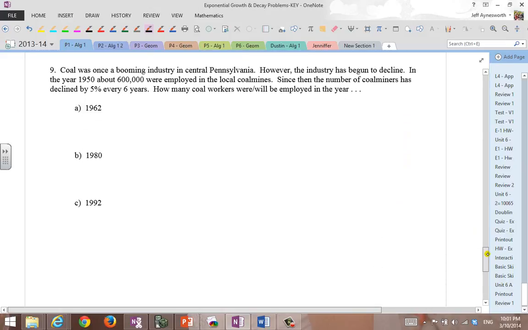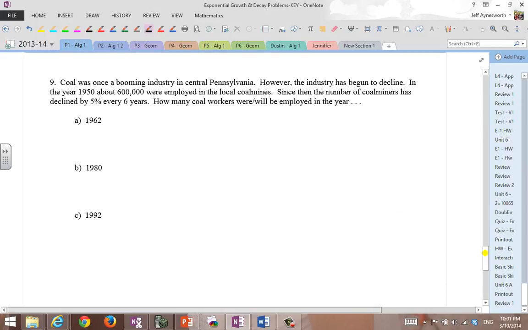All right, last problem. Here we go. Coal was once a booming industry in central Pennsylvania. However, the industry has begun to decline. Ooh, decline, underline that. In the year 1950, there were 600,000 employed in the local coal mines. See right there? That's A sub I. In 1950, that's the reference year. Since then, the number of coal miners has declined, gone down.